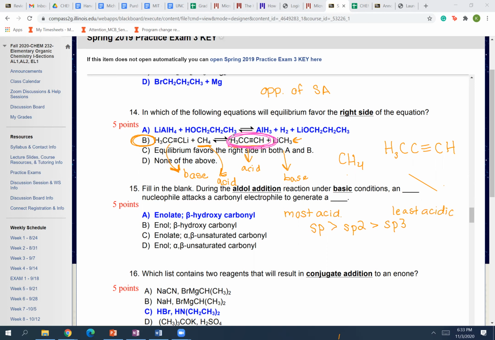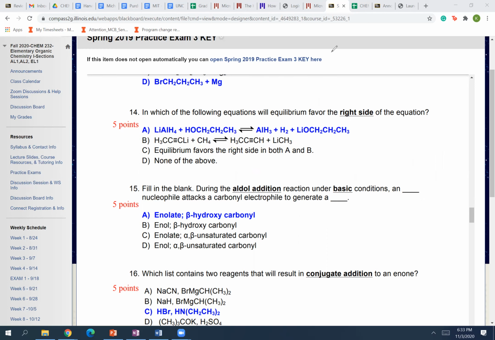And remember that I said that equilibrium is going to favor the side opposite of the strongest acid. So equilibrium will favor the left for B. So we know that B is definitely going to be wrong. Okay, but then let's talk about A. Let's figure out why A is right.